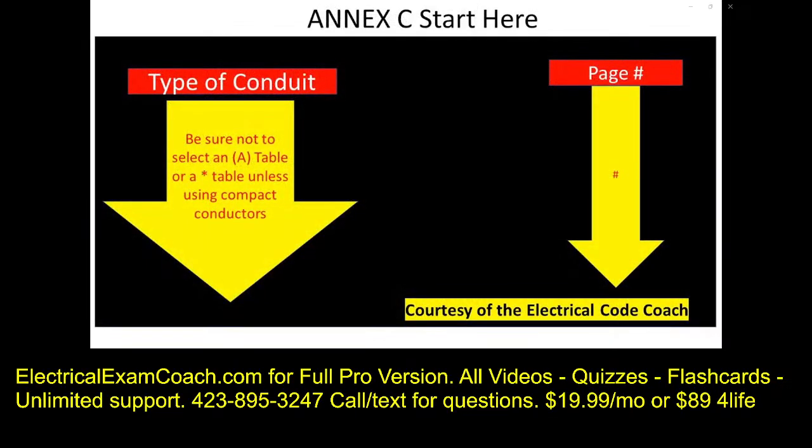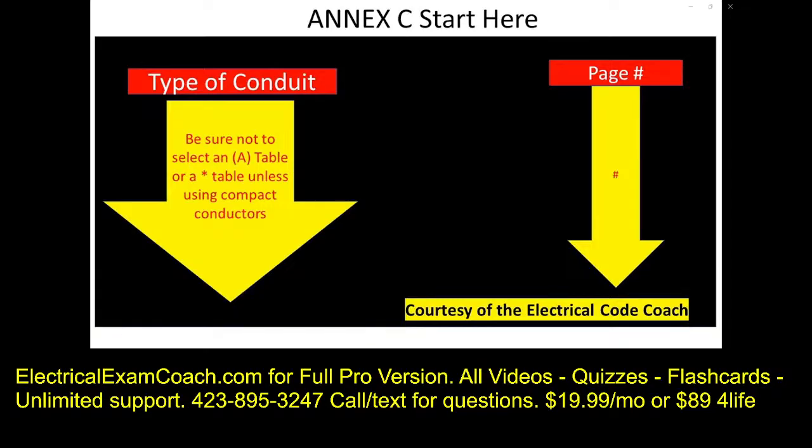So when we get to Annex C, the beginning of it, I call it the Start Here page, because every time you're doing one of these calculations, you're always going to start here if you're using Annex C. Now, when we get there, we always read the black bold heading to make sure that we're in the right table. Great, I feel like we're in the right table. Now, when we head over to the left-hand side, we're going to find types of conduit.